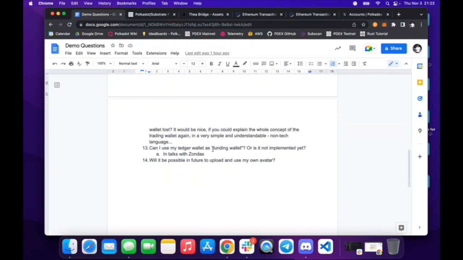Can I use my Ledger wallet as funding wallet, or is it not implemented yet? It is not implemented yet, but we're in talks with Zondex. It should be implemented soon.